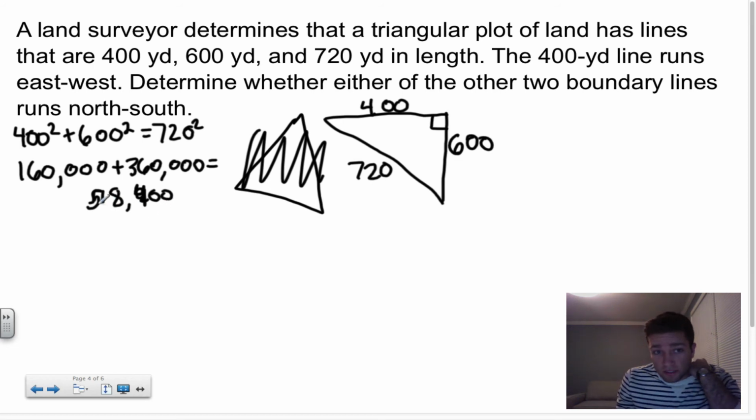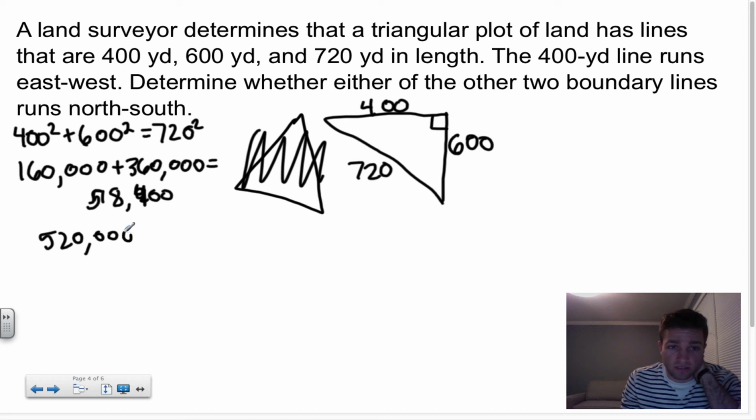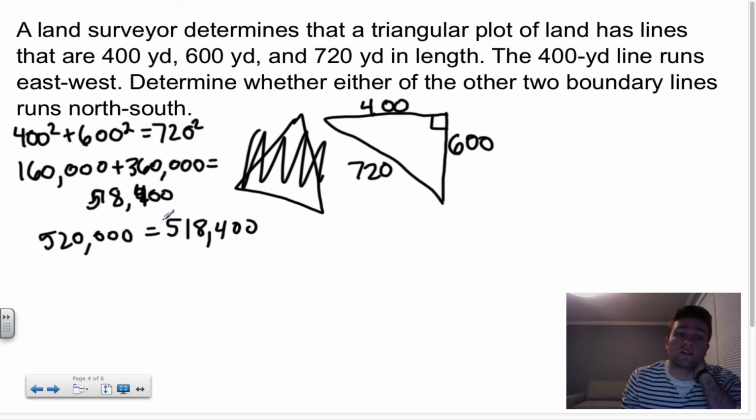So are these two things true? I don't think so, because when I add 160,000 plus 360,000, I get 520,000. And last time I checked, those two things are not equal. Because they are not equal, the answer to this question would be no.